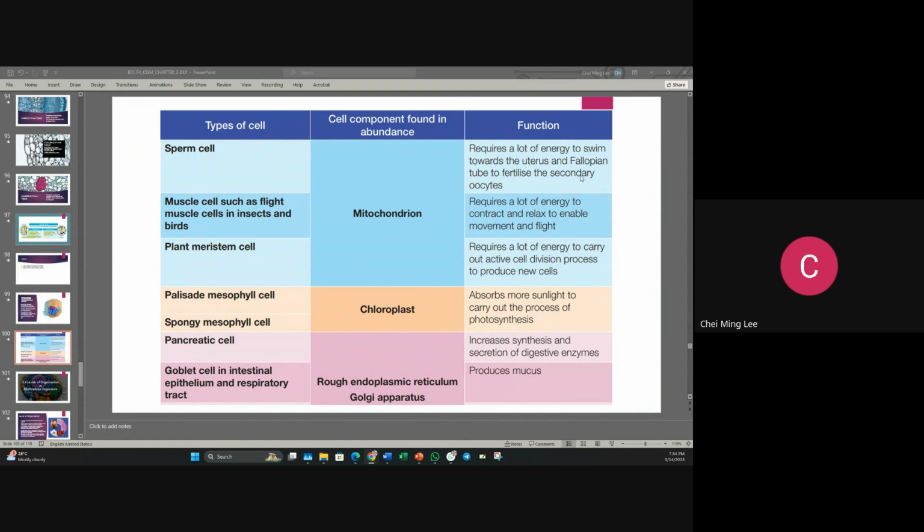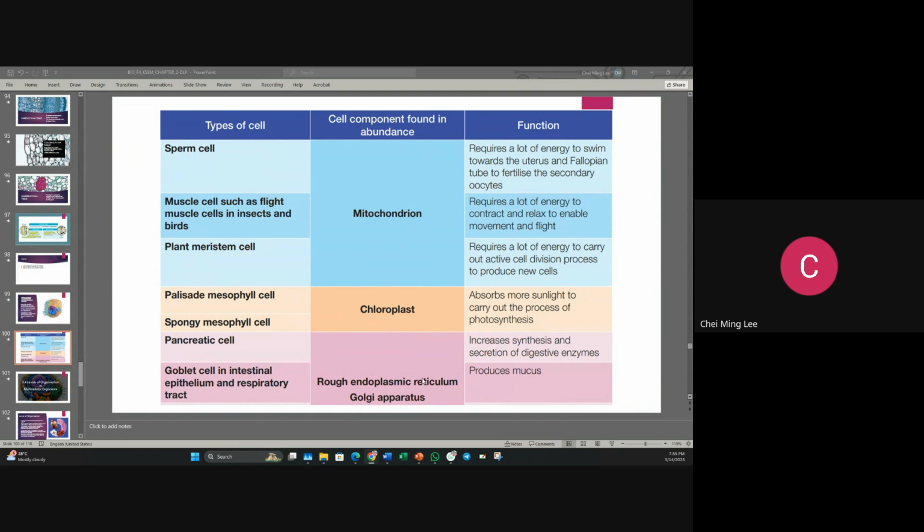Sperm cells require a lot of energy to swim towards the uterus and fallopian tube to fertilize the secondary oocyte, which is your ovum. Muscle cells require a lot of energy to contract and relax to enable movement and flight, like birds. Plant meristem cells require a lot of energy to carry out active cell division to produce new cells. Palisade mesophyll and spongy mesophyll need chloroplasts so that they can absorb more sunlight to carry out photosynthesis.